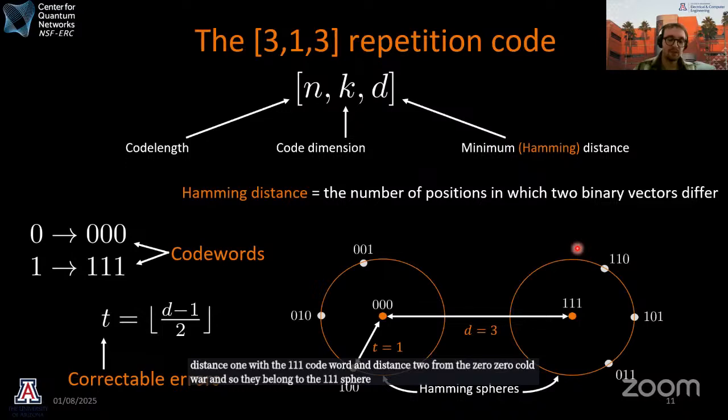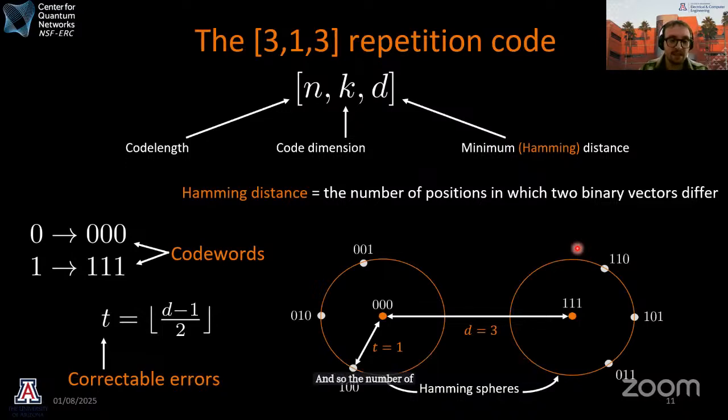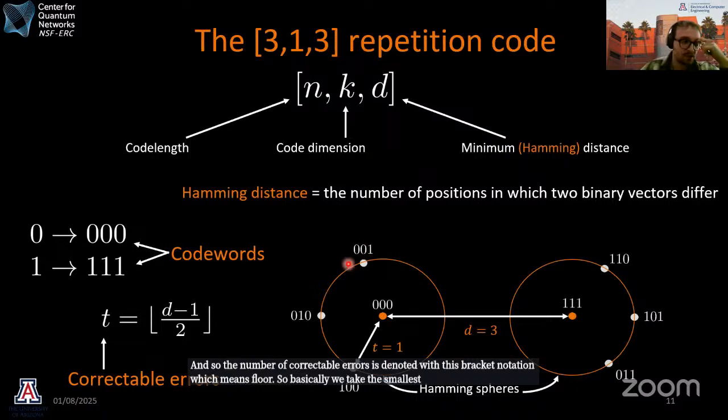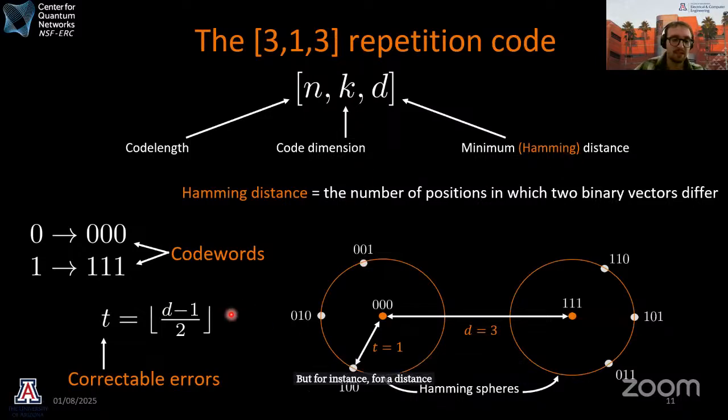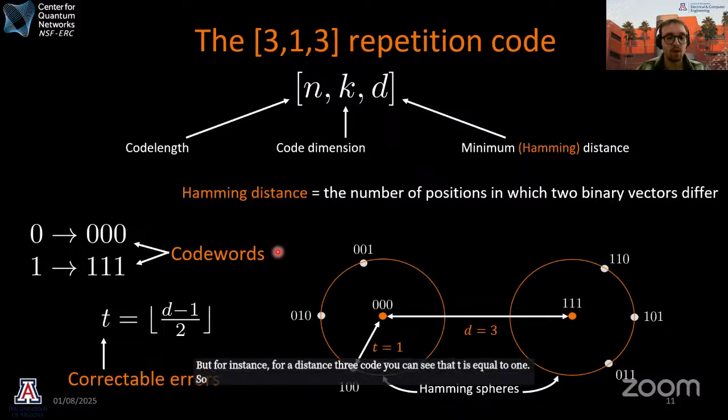And so the number of correctable errors is denoted with this bracket notation, which means floor. So basically, we round down the result of this division. And again, this relation will be clear later, when we see the examples. But for instance, for a distance 3 code, you can see that T is equal to 1. So we can only hope to correct 1 error.